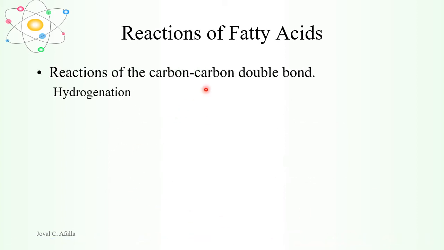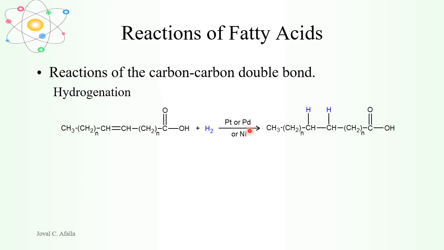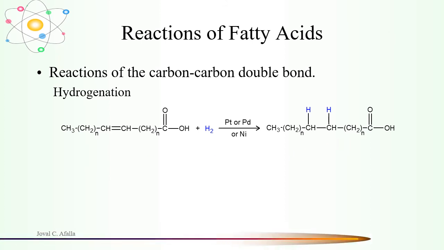The carbon-carbon double bonds, if you have unsaturations, can undergo hydrogenation. So you may have a catalyst, say platinum, palladium, or nickel. You just add the hydrogen across the double bond. So you go from unsaturated to saturated.